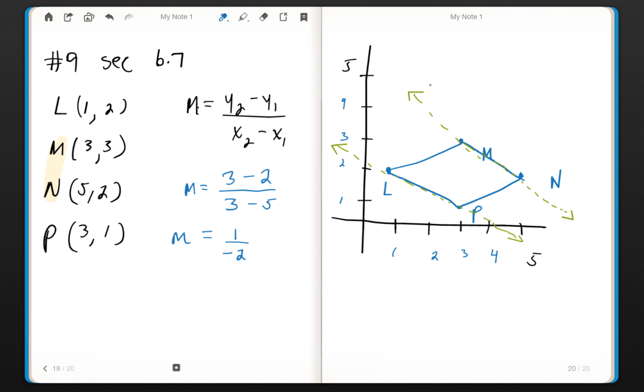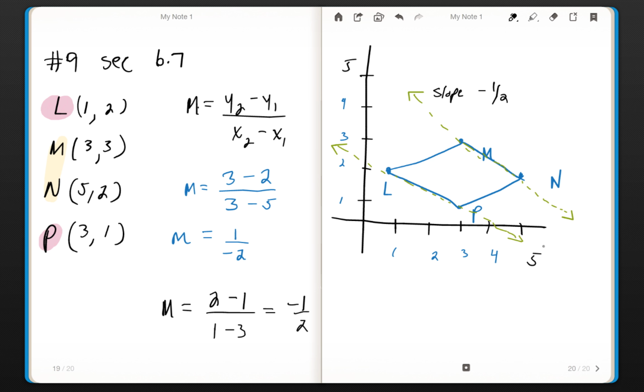So the slope of this line here, I don't want to keep using M, I don't know why they chose M as a variable here. The slope for this line is minus a half. Now let's do it for L and P. Maybe use a different highlighter here. L and P, I'm going to do the same thing. Slope: 2 minus 1 all over 1 minus 3. And this again is going to be minus a half. So it turns out they have the same slope. So this line also has a slope of minus a half. So these two lines are parallel.